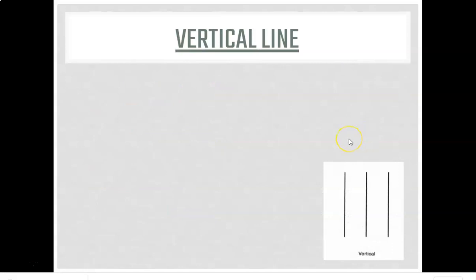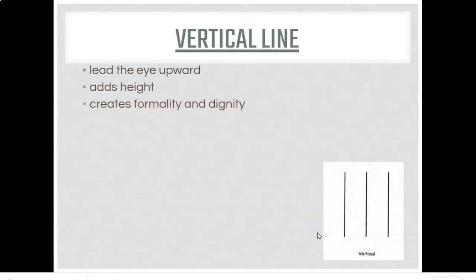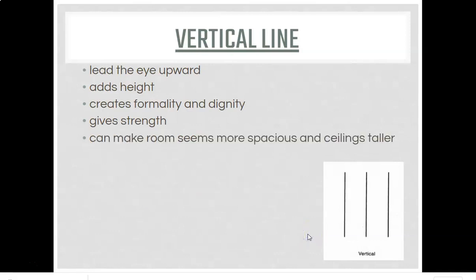Now, vertical line is the first type of line we're going to talk about. These tend to lead the eye upward. It adds height, a feeling of height to your room. It creates a feeling of formality and dignity, and it also gives a feeling of strength.